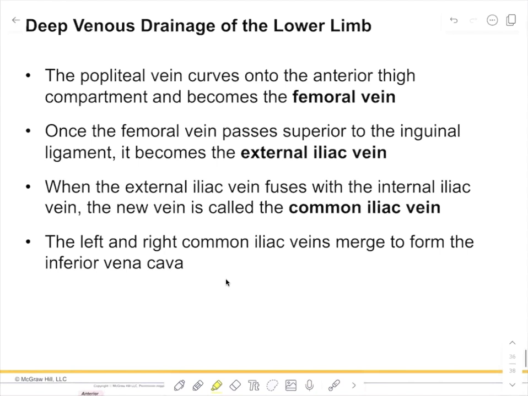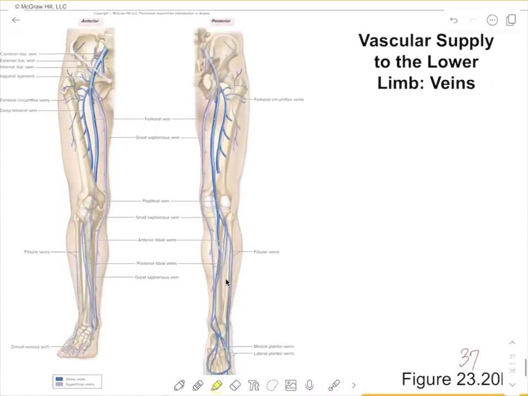For the vein drainage of the lower limb, the popliteal vein is now going to curve onto the anterior thigh compartment, and there it becomes the femoral vein. That femoral vein is going to pass as it goes back towards the heart. It becomes the external iliac vein, and that fuses with the internal iliac vein to become the common iliac vein. And both those common iliac veins are going to merge to form the inferior vena cava, which we can see on this slide.